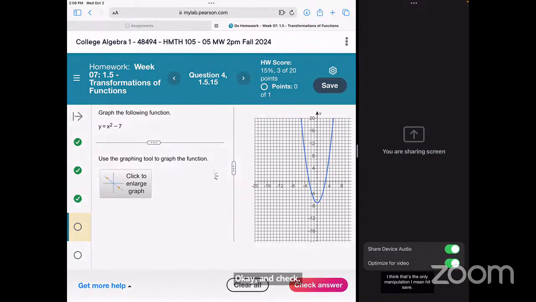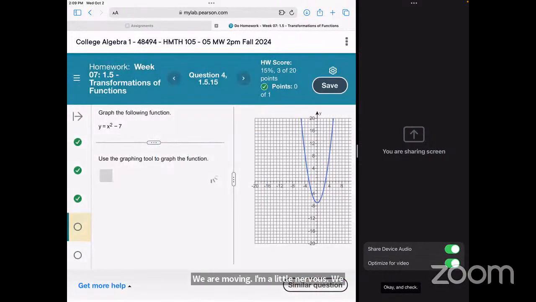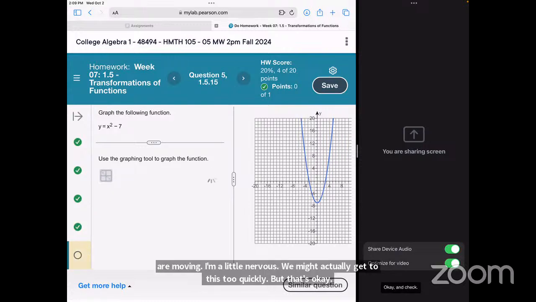We are moving and grooving. I'm a little nervous. We might actually get to this too quickly, but that's okay. You know, we might call it an early day if that's the case.